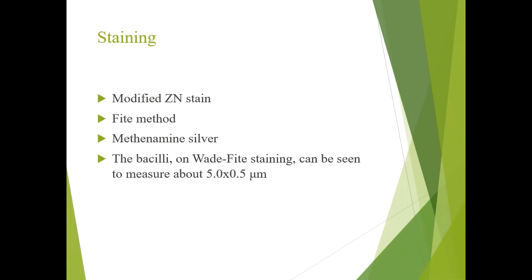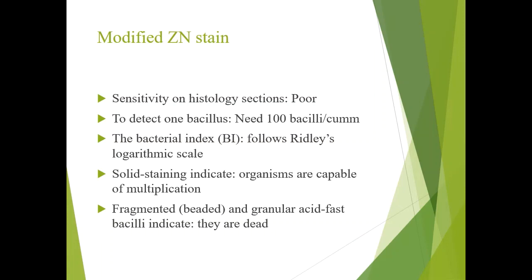Staining is by the modified Fite stain, using 5% HCl, 20% as against tuberculous bacilli, with methylene blue counterstain, and the bacilli usually measure about 5 by 0.5 microns. The sensitivity of the modified Fite stain on histological sections is poor. Solid staining indicates that organisms are capable of multiplication. Fragmented, beaded, or granular acid-fast bacilli indicate they are dead.